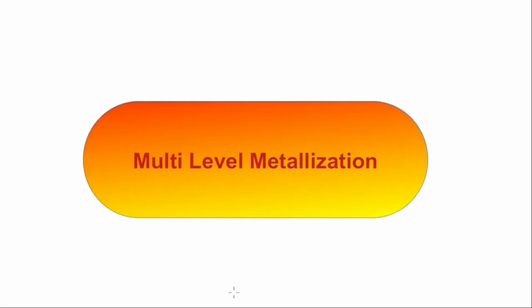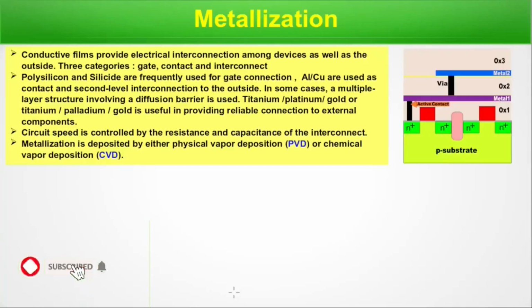Now multi-level metallization. First we will talk about multi-level metallization. Conductive films provide electrical interconnection among devices as well as the outside. There are 3 categories of interconnection: gate, contact, and interconnect. If that is the substrate, here are the devices. The interconnect network is above that. Devices are connected to the interconnect network, and that is called active contact. And 2 metal layers are connected by via. Among devices, there are 3 types: one is contact, one is gate, and interconnect.